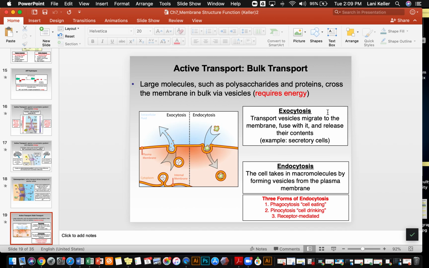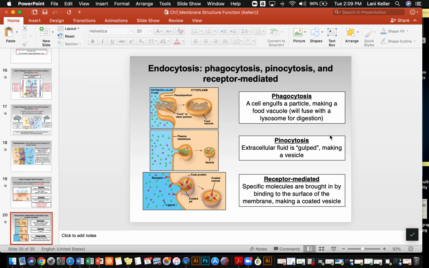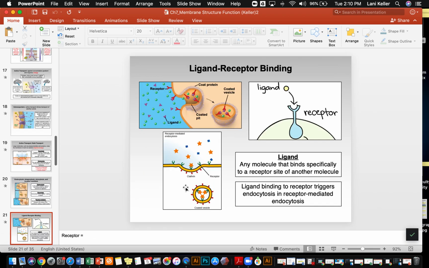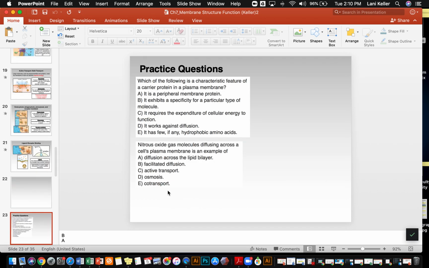Then we have the ability to exocytose or endocytose, meaning get rid of things or take things in. There are 3 forms of endocytosis that we need to know about. Phagocytosis, just engulfing big particles. Pinocytosis, drinking liquids. Or receptor-mediated endocytosis, meaning we have a ligand and a receptor necessary to induce endocytosis. Again, ligand binding the receptor causes that formation to change.